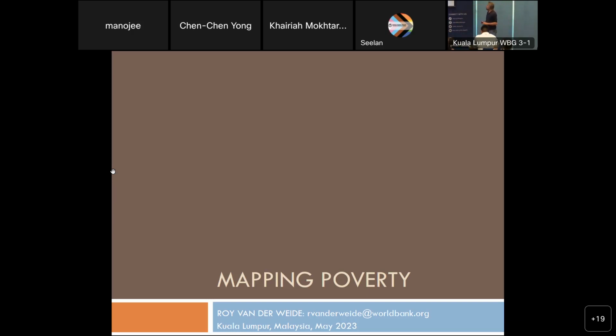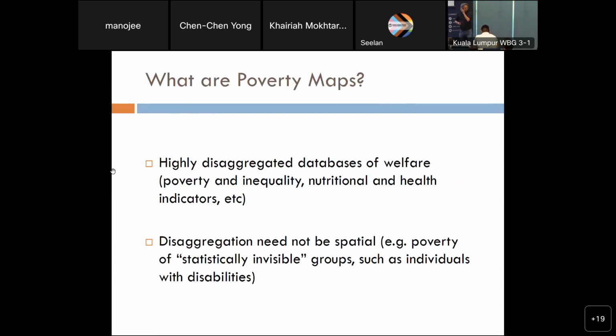So what are poverty maps? Now, the name suggests that it's strictly geographic, but it doesn't have to be. The whole idea of poverty mapping work is to use prediction methods to estimate poverty at a very granular level. The most obvious application is mapping poverty at a very spatially disaggregated level, right? So districts, municipalities, counties, etc. But it doesn't have to be geographic.